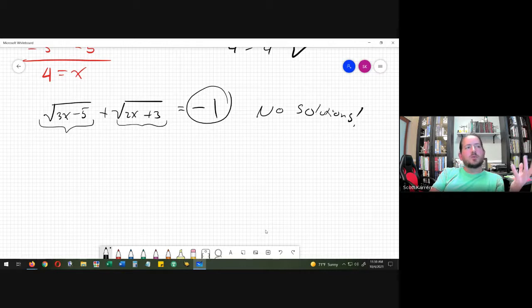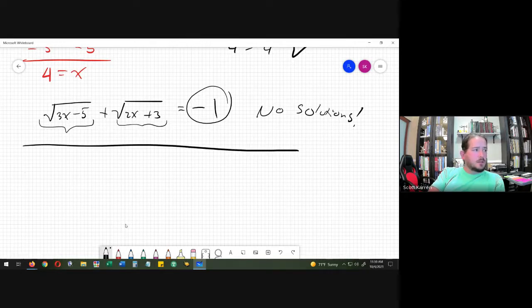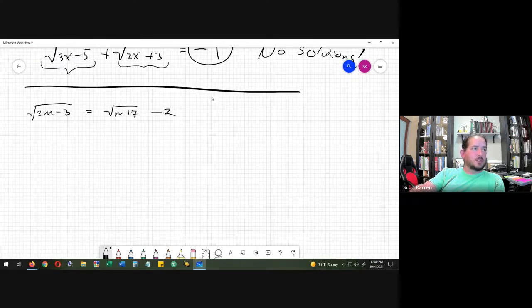If you worked this one through, you would end up with 2 solutions, and then neither of them would end up working. But yeah, that's dumb, and that was a waste. Let me work this one, which will have valid solutions. 2m minus 3 is equal to the square root of m plus 7 minus 2. This one will have a solution, so let's try it.